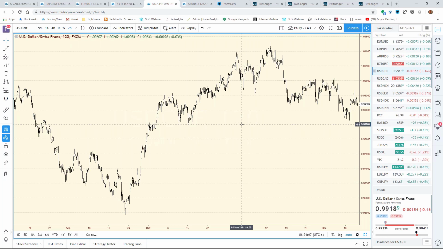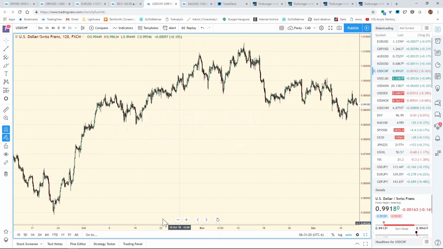Support's going to come in here at 98.50. 98.50, right there. See that coming right across.